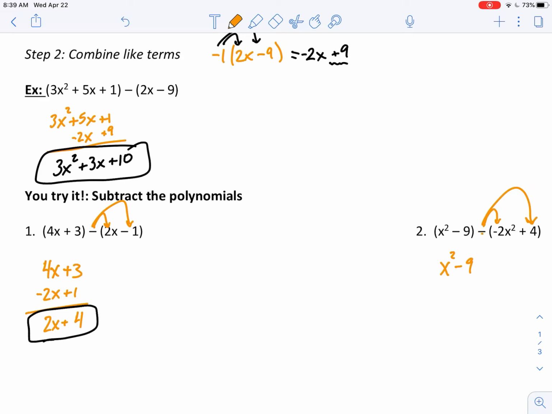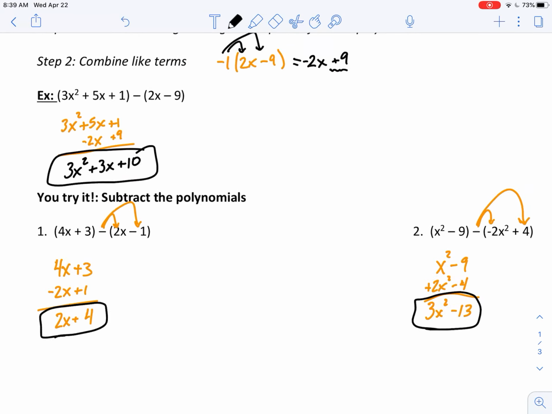And minus 4. So what we've got here is x squared minus 9. And then again we said minus negative 2x squared became positive 2x squared. And minus a positive 4 is just minus 4. So then negative 9 minus 4 is negative 13.